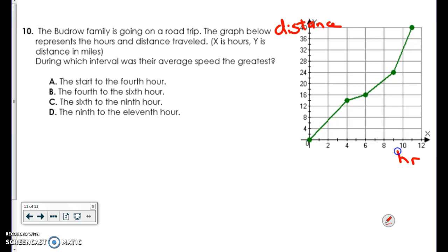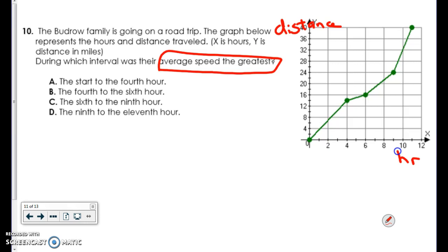And then, during which interval was their average speed the greatest? Sometimes these problems are difficult, sometimes they're relatively easy. I like to make sure the graph looks like it's to scale, because then you can maybe get rid of some of your choices right away. Because it says, when is average speed the greatest? Again, that's slope, and greatest would mean steepest.